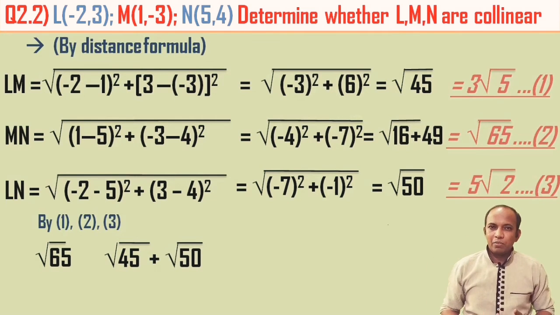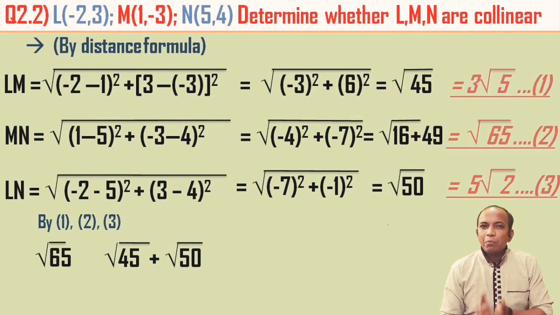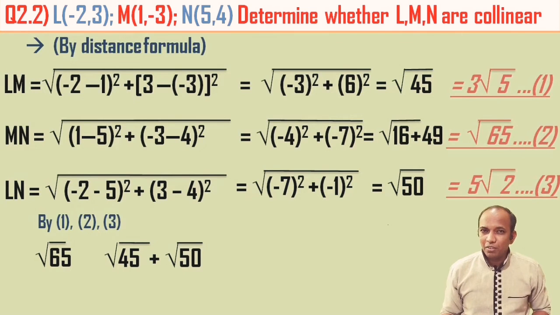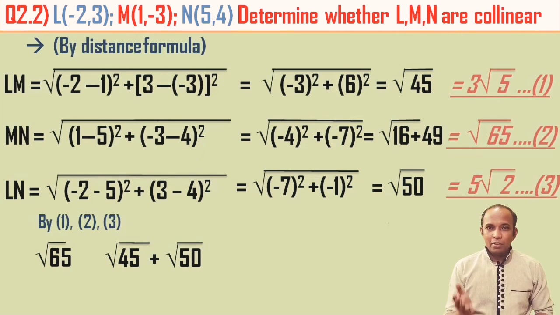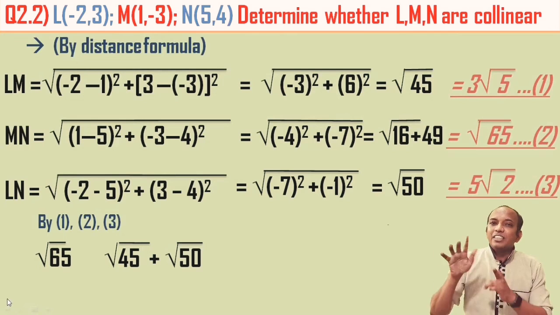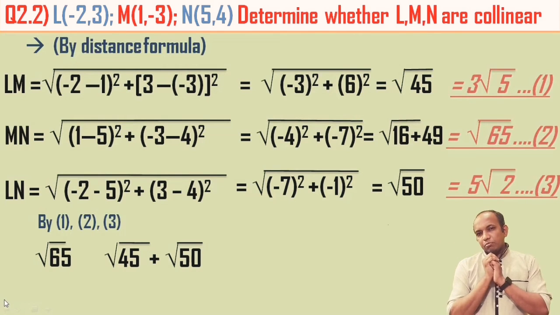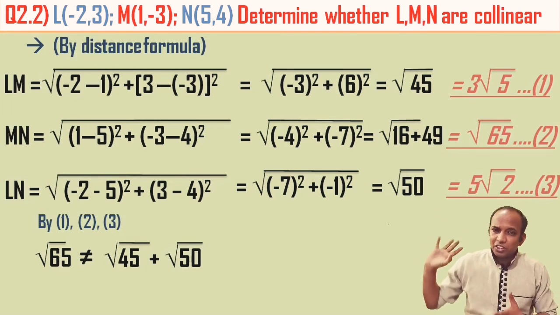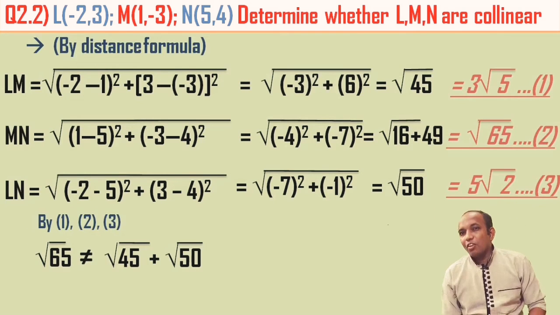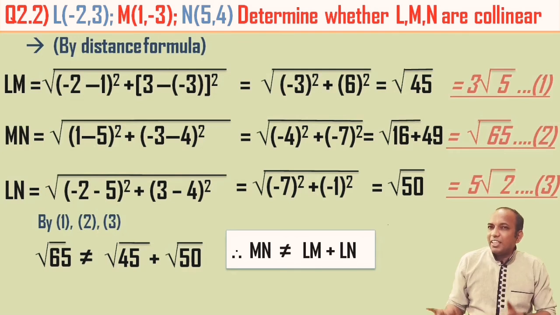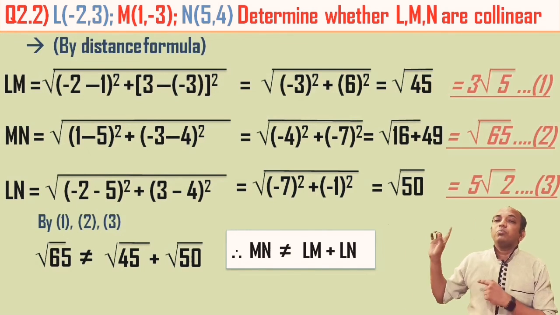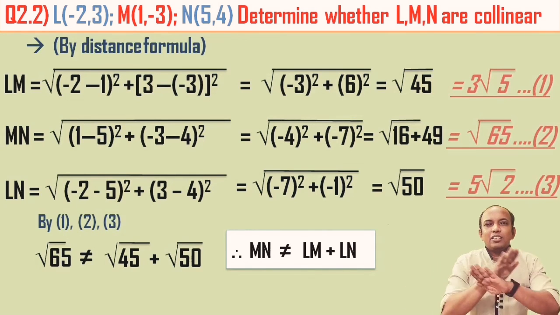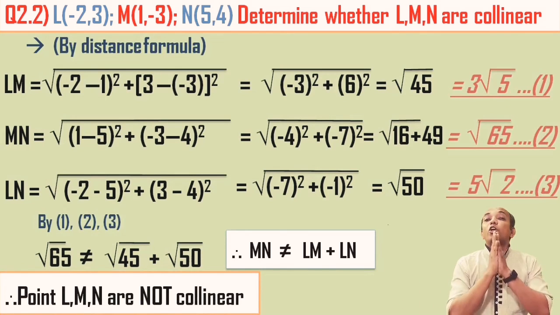We have to add them together. We cannot add these two numbers because the radicand is not the same. If you remember the rules of surds, radicand means the number which is inside the root, right? So we can say this addition is not equal to root 65, and hence we can write root 65, that is MN, is not equal to LM plus LN, and hence these points L, M, N are not collinear.